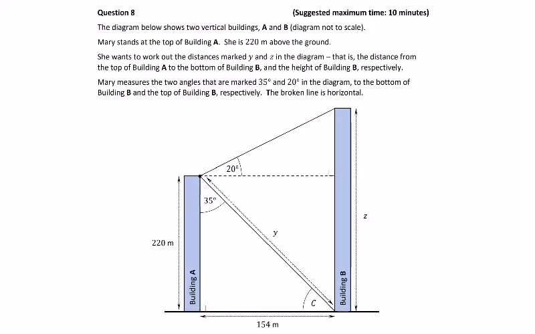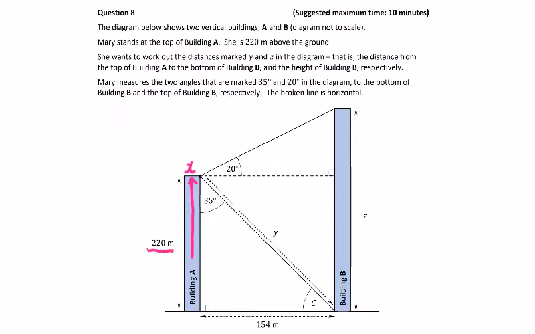Question 8 has the diagram below. 2 buildings, A and B. Diagram not to scale. Mary stands at the top of building A. Here's building A here. Mary stands at the top. Here she is. And she's 220 meters above ground, which is given in the diagram.